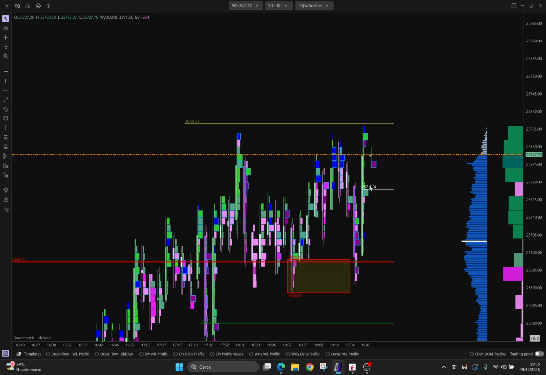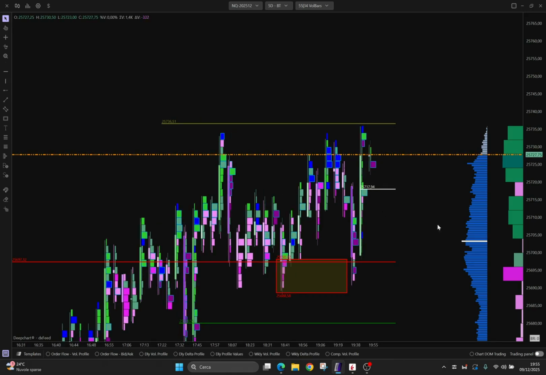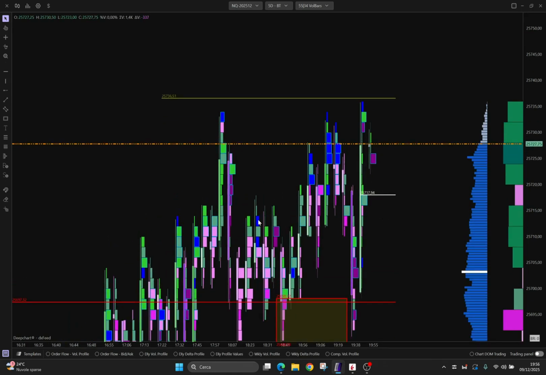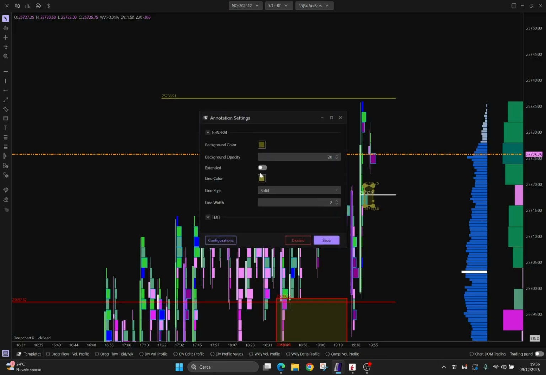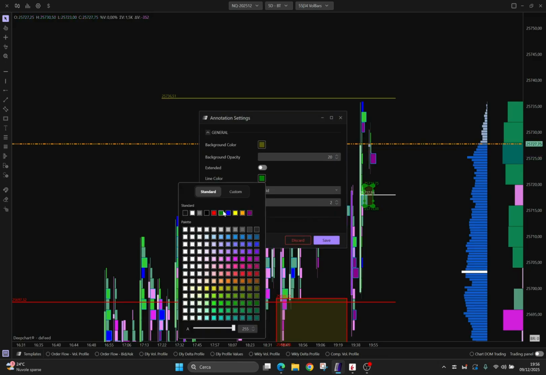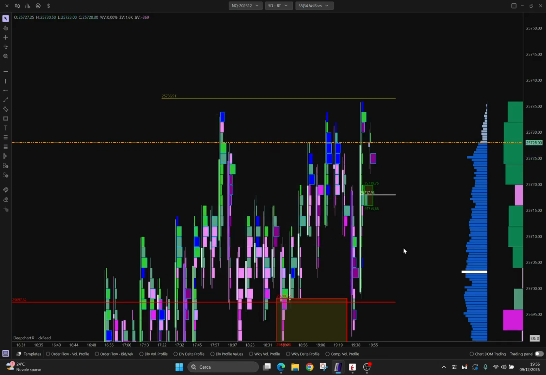Let's see if they manage to retest this level. As of now, we can watch the auction here. We have aggressive sellers stepping in. You can see here, they will find some resistance here. And from this point, I think we are ready to go.